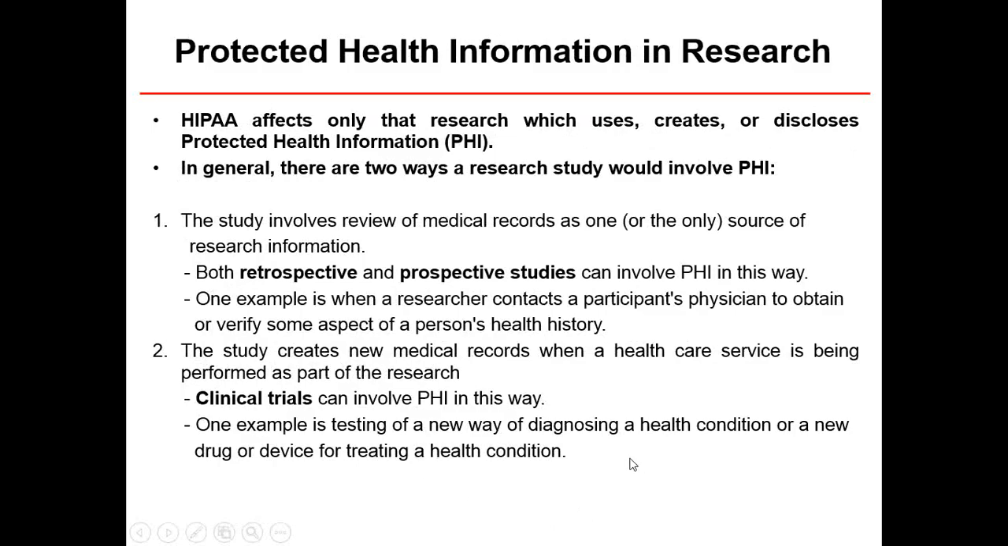HIPAA affects only that research which uses, creates, and discloses protected health information. In general, there are two ways a research study would involve protected health information. First, the study would involve review of medical records as one or the only source of research information. This would apply to either retrospective or prospective studies. The second case is when a study would create new medical records, when a healthcare service is being performed as part of the research, and this mostly happens in clinical trials.